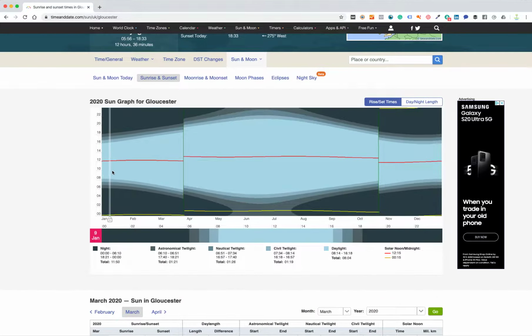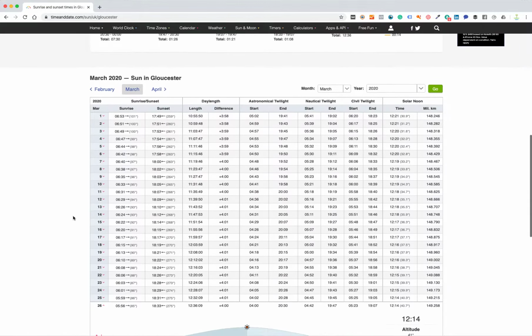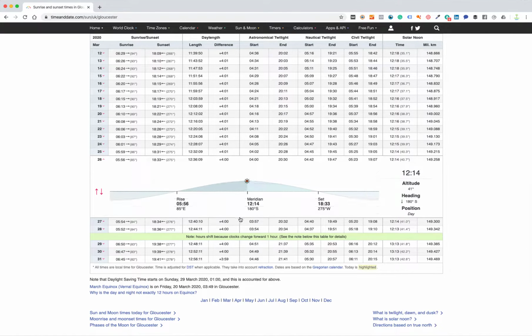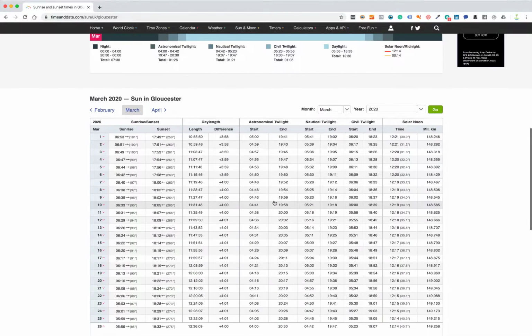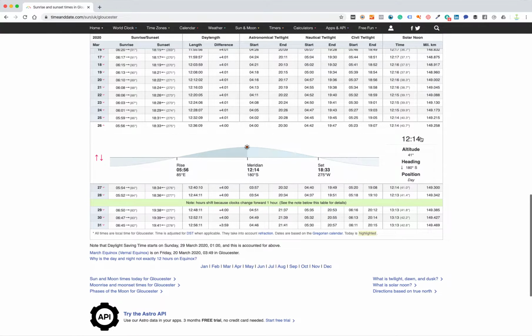Now, this is a sine wave here. Where this jumps is because when the clocks change. That's why there's a bit of a slant as such. So we look at today here. What we've got, if we look at the headings here, solar noon is what we're interested in. So if we look at it for today, solar noon occurs at 12:14. And this is Greenwich Mean Time, and the altitude will be 40.7 degrees above the horizon.